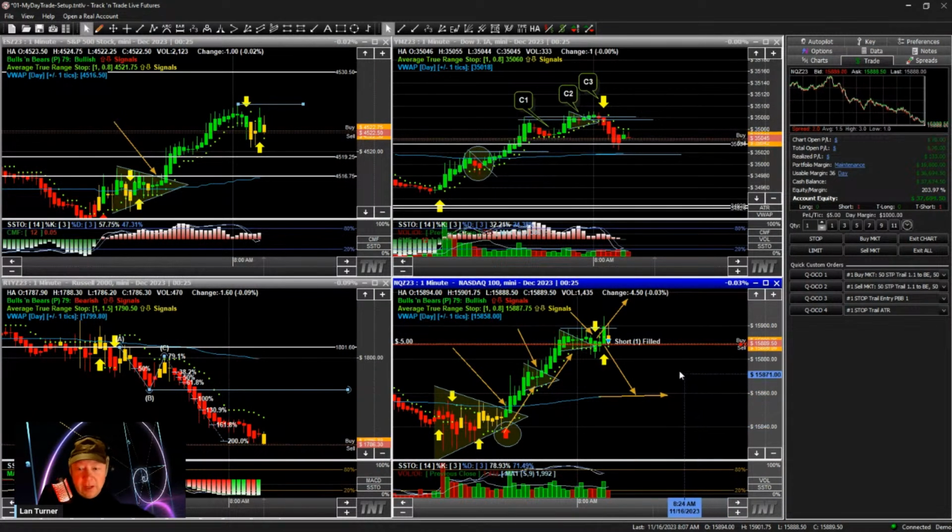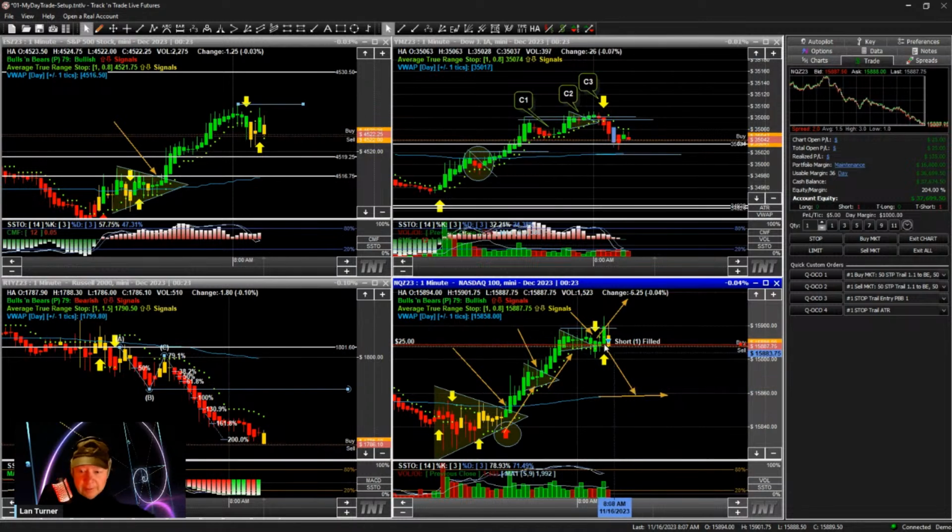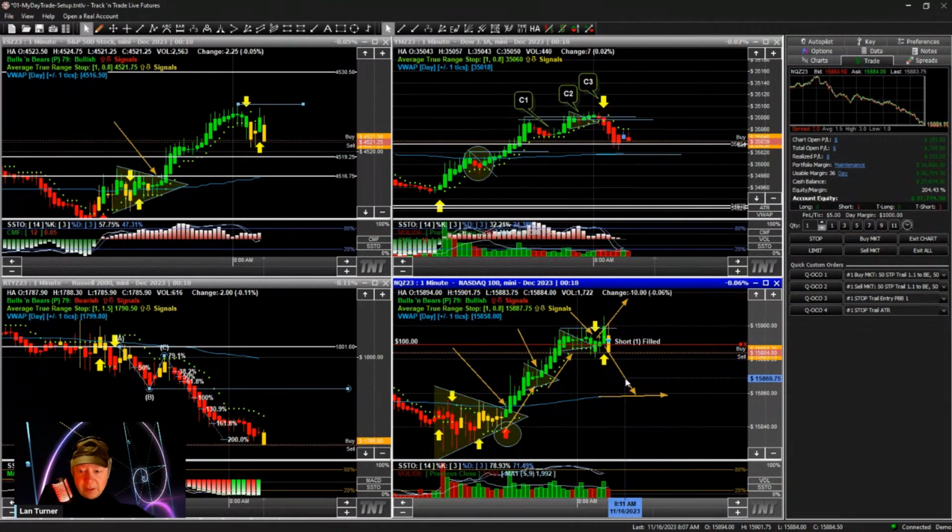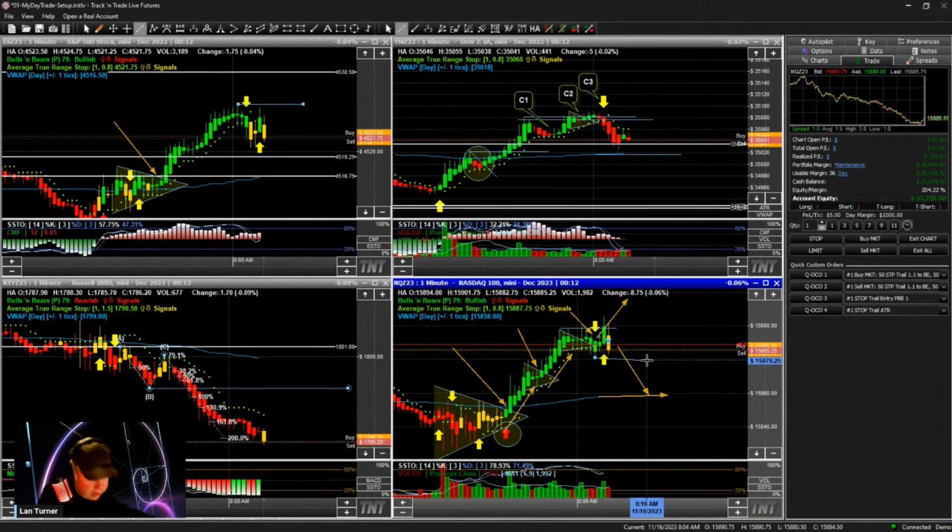Okay, we're short the NASDAQ in anticipation of that topping failure. Now we're going to look for it to come down and touch this blue line. It's got to break this point right here. And there's going to be scalpers that are going to grab onto it right there.